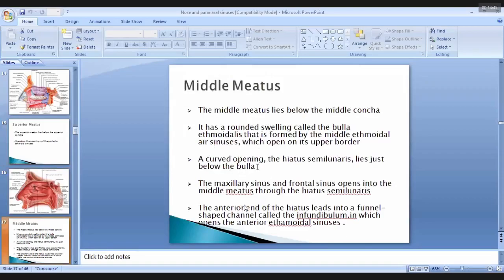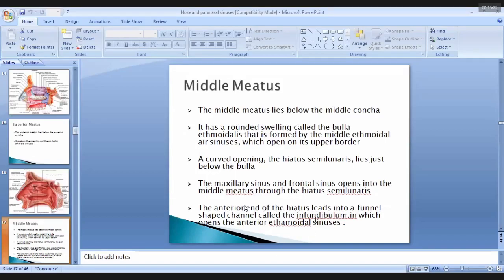Another structure is a curved opening, known as hiatus semilunaris. It's a curved opening that lies just below the bulla ethmoidalis, in which there are openings for two paranasal sinuses, the maxillary sinus and frontal sinus. The third structure related to the middle meatus is known as infundibulum. The infundibulum is a funnel-shaped channel that is present in the middle meatus and which opens the anterior ethmoidal sinuses.